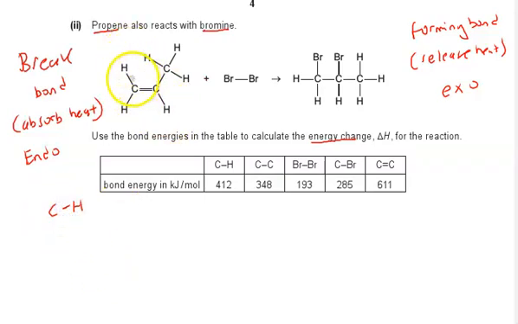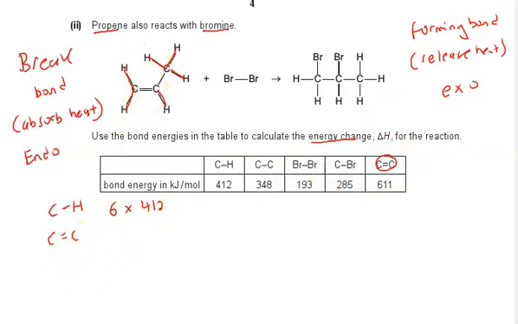How many pairs do we have? 1, 2, 3, 4, 5, and 6. Okay, we have 6 here, multiplied with this bond energy, 412. What's next? Next we have the double bond. So C double bond, we have only one.